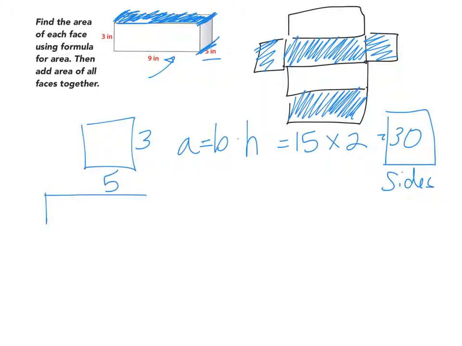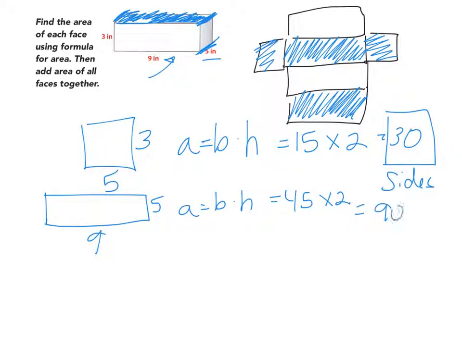So this second piece of information is going to be 9 by 5. So again, we're going to use our same area of base times height and just multiply these together to get 45. But then we're going to multiply by 2 because there's 2 of these sides. 45 times 2 is 90. And this piece of information is the top and bottom. So I'm just going to notate that next to there as well.